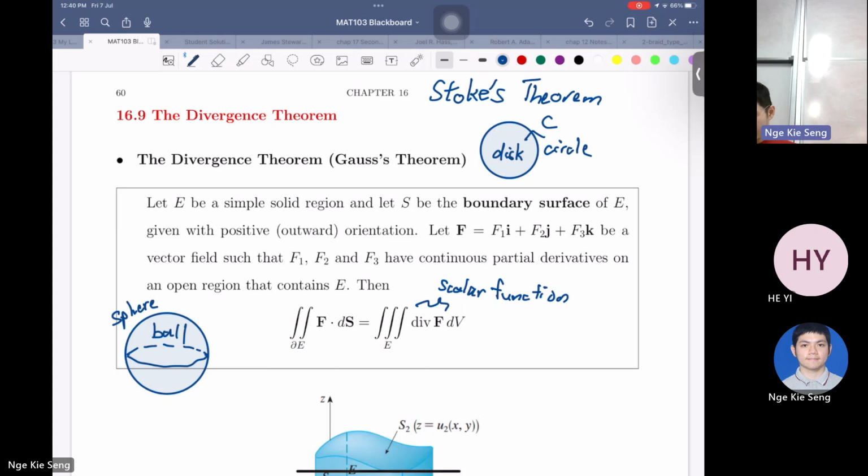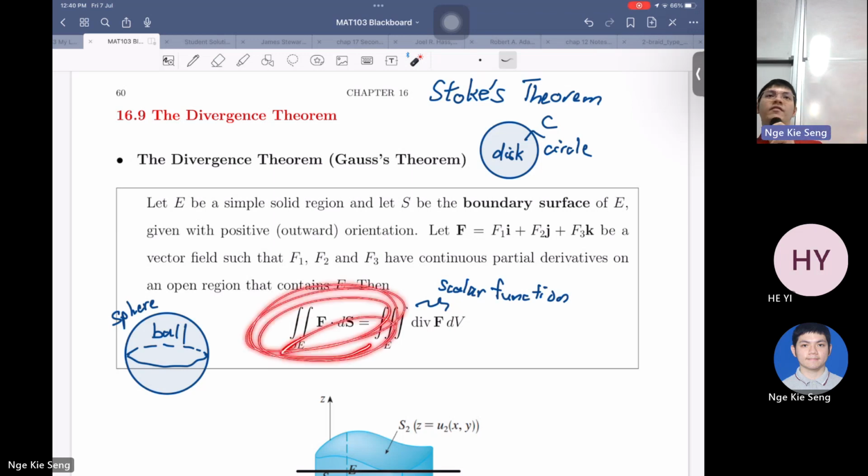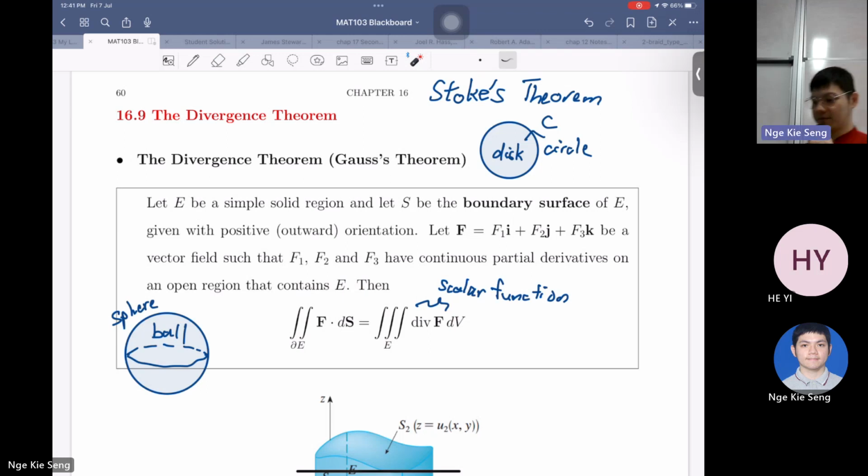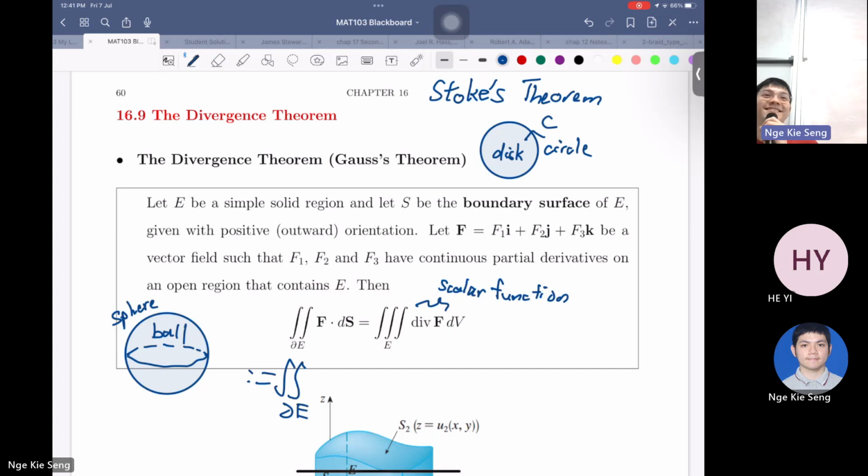Whichever is convenient. But why do we call this divergence? Why does the value on the left test the divergence of the function? Let's examine the left hand side here. What's the definition of a surface integral?